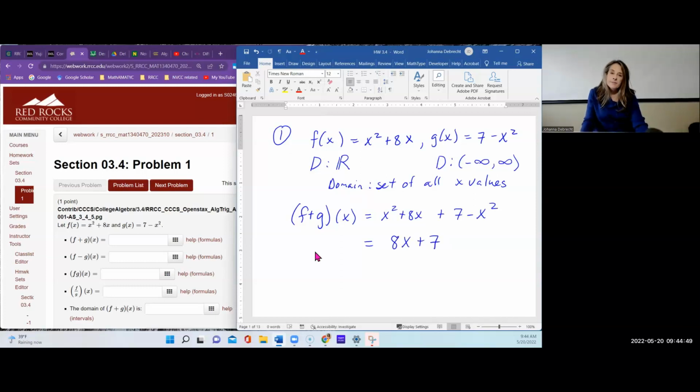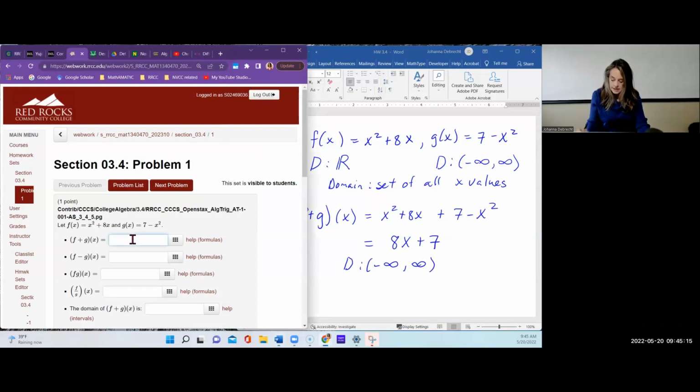This is a line. In other words, we added these two quadratic equations, which were parabolas, and we ended up with a line. What's the domain of the new function? Well, the domain of the original two functions was all reals, and when we're adding, we get whatever they have in common. And that means the domain of the new function is also all reals. Let's put our answers in and see how we did.